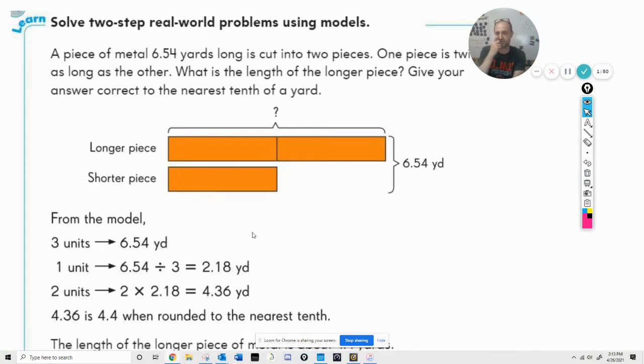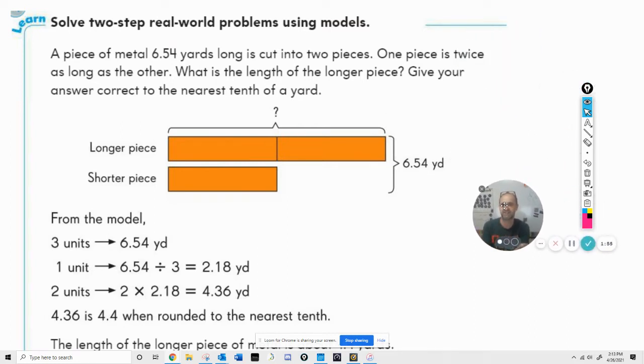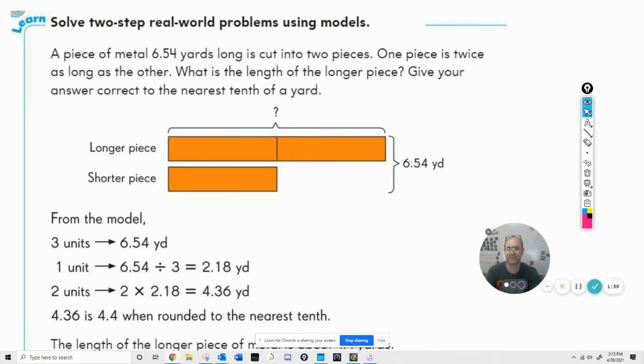Okay, 2-step real-world problems using models. A piece of metal is 6 5400ths of a yard long, and it's cut in 2 pieces. One piece is twice as long as the other. What is the length of the longer piece? Give your answer to the nearest tenth of a yard. Sure, this is a problem. Real world? I don't know. But it's most definitely a bar model problem.